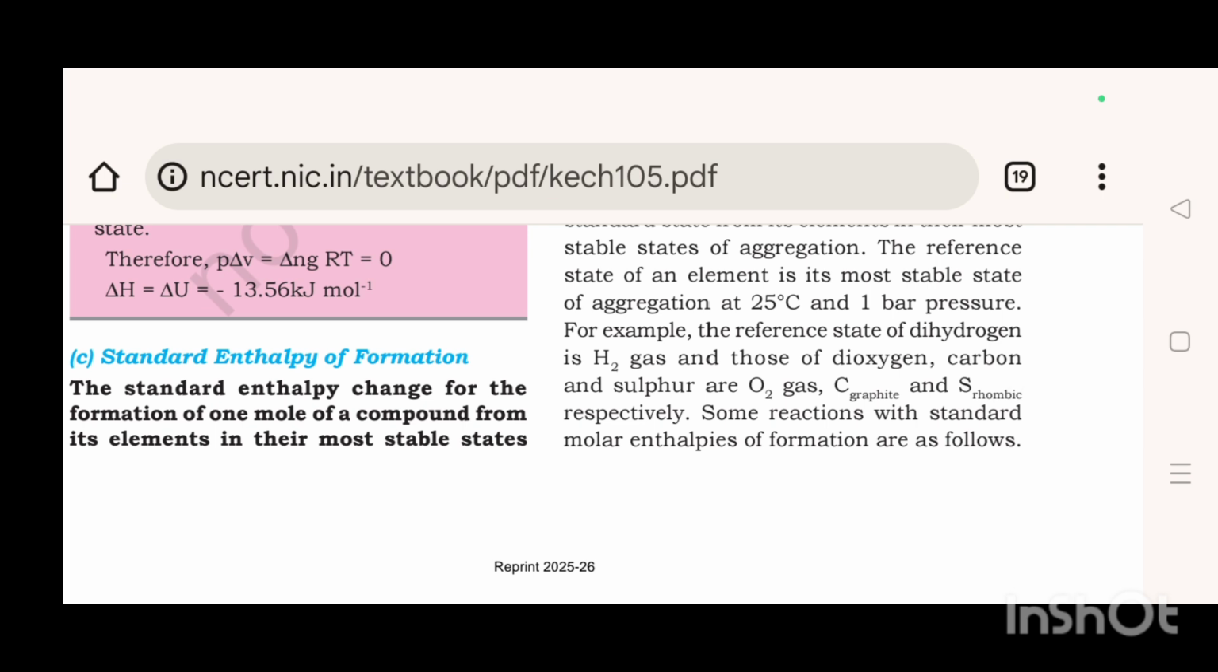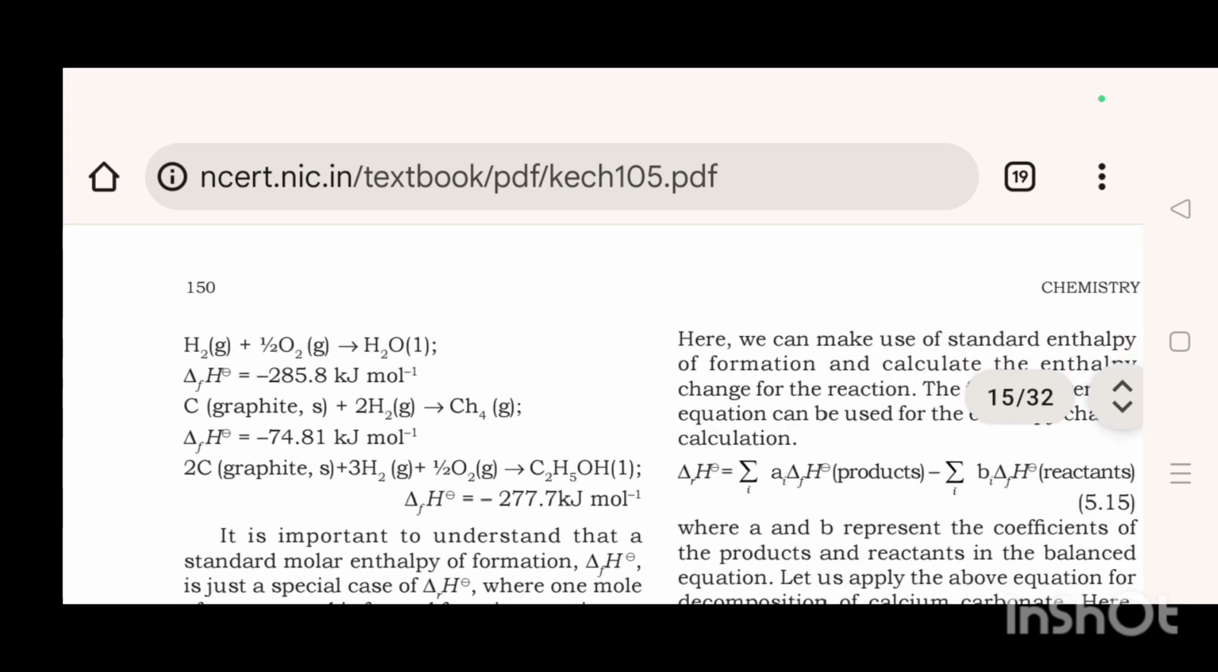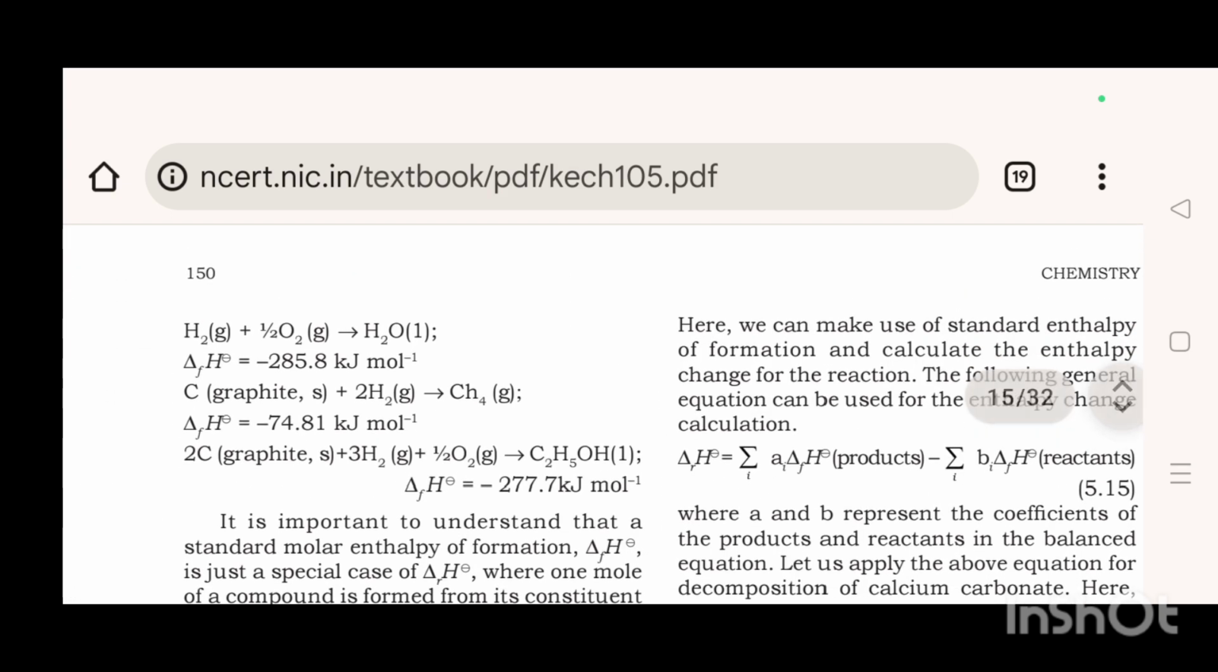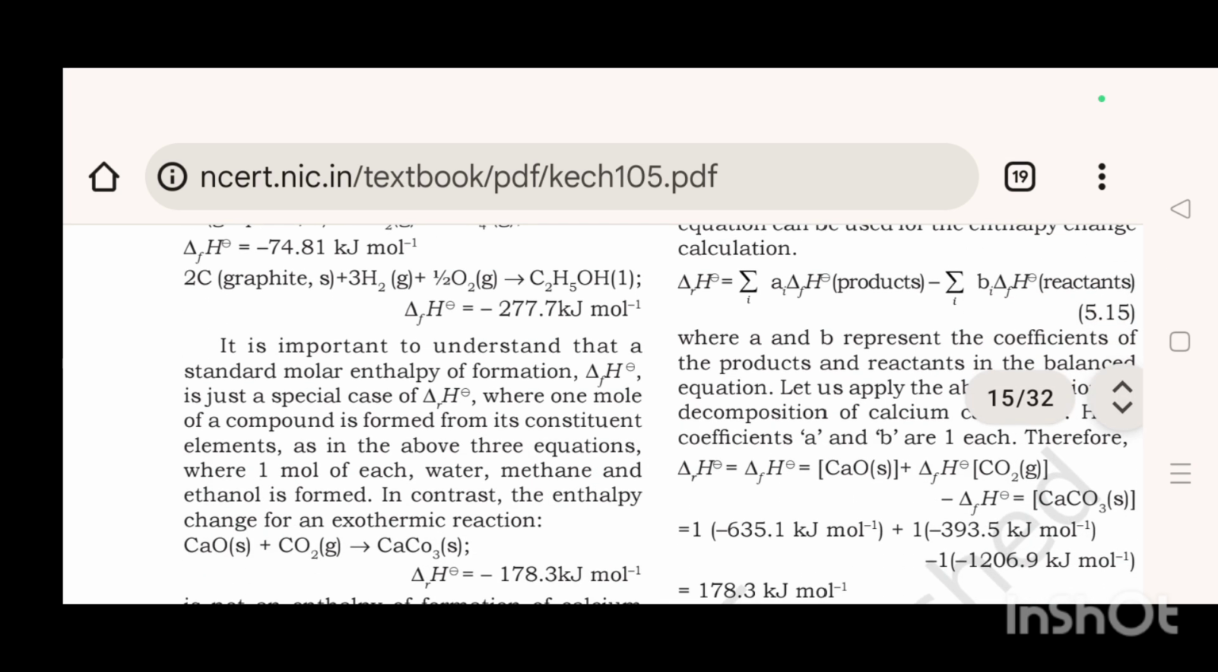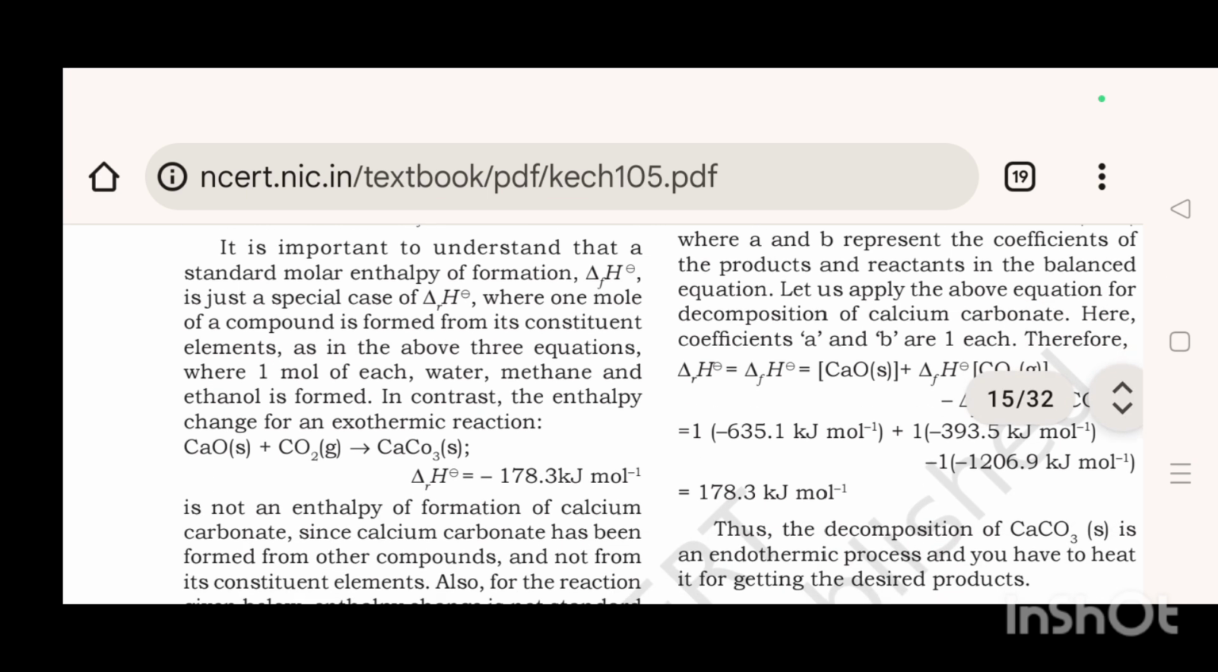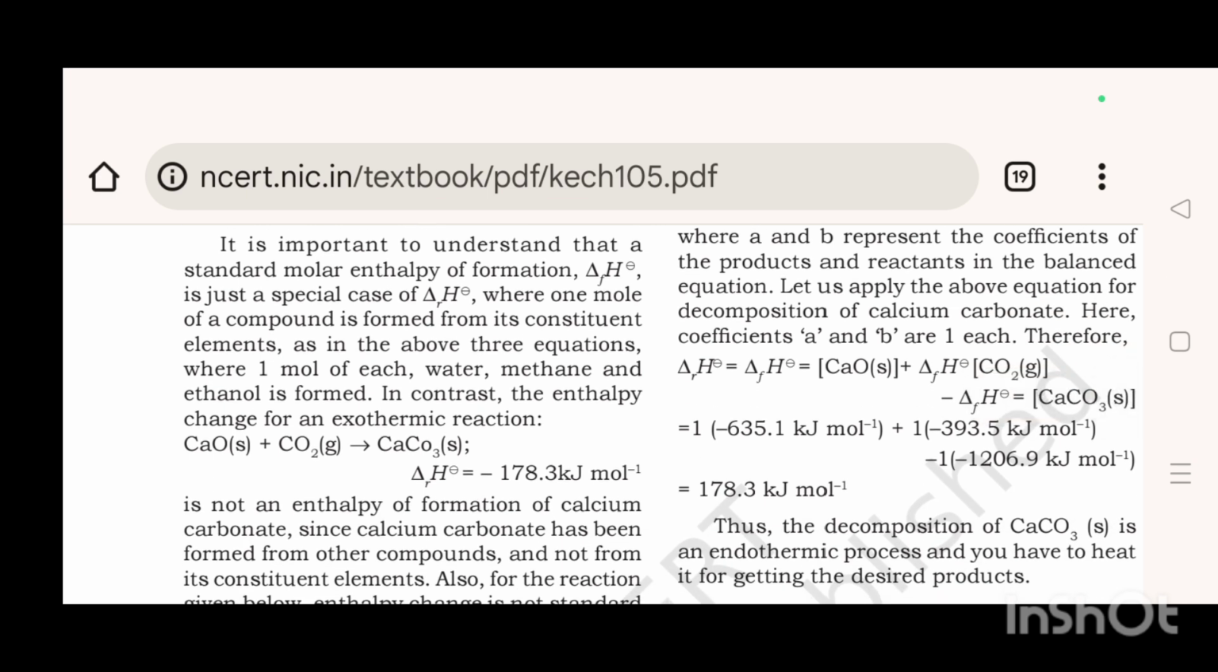Some reactions with standard molar enthalpy of formation are as follows: H2 plus half O2 gives H2O, ΔfH equal to minus 285.8 kJ mol⁻¹. C graphite plus 2H2 gives CH4 gas. It is important to understand that the standard molar enthalpy of formation ΔfH is just a specific case of ΔrH, where 1 mole of a compound is formed from its constituent elements, as in the above three equations, where 1 mole each of water, methane and ethanol is formed.